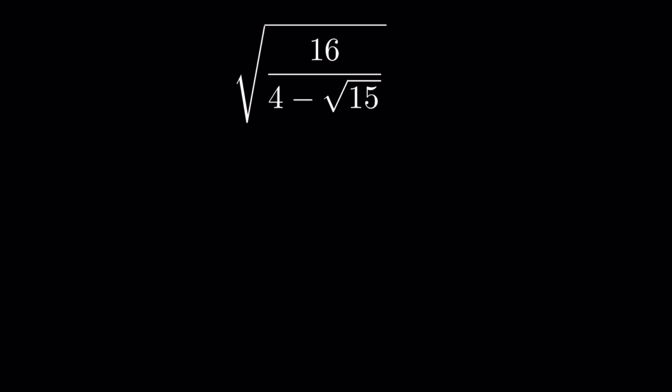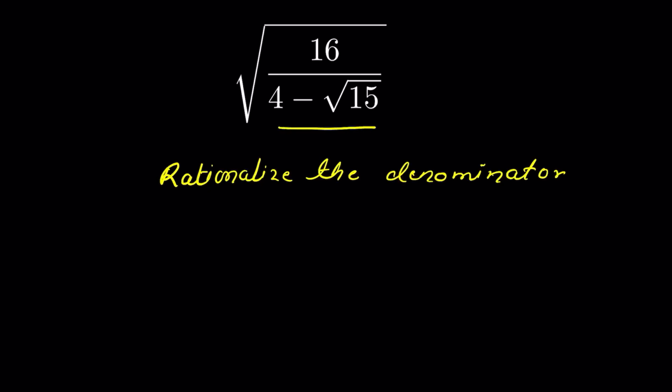16 upon 4 minus square root of 15, all under square root. We have to simplify it. So let's first rationalize the denominator. For this we have to multiply and divide by the conjugate of the denominator.